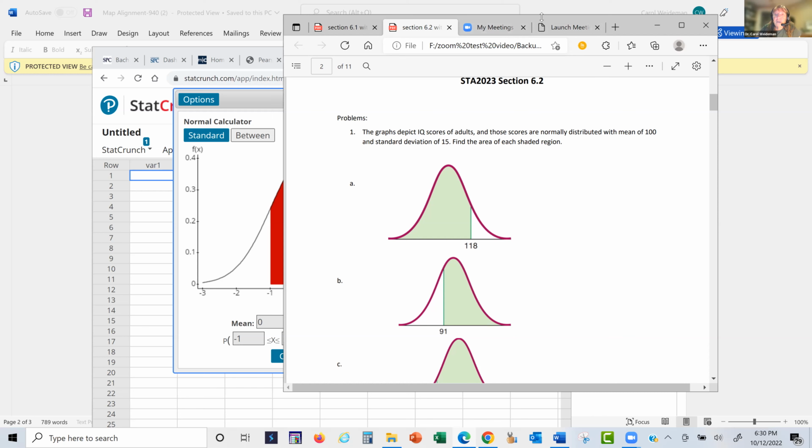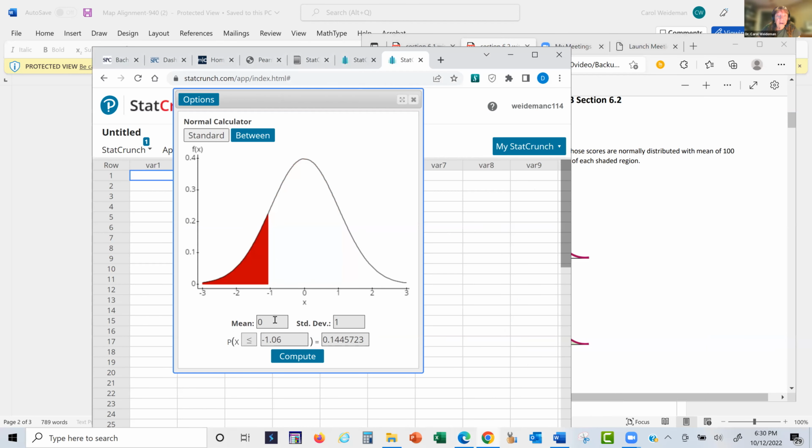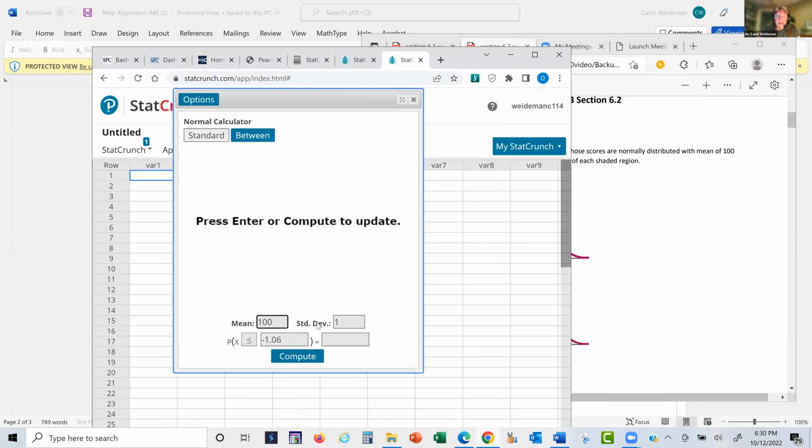So the first thing you want to do when you open up your tool is go ahead and put in that mean. You're going to use the standard here. You're going to put in that mean and that standard deviation. So you want to do that first so you don't forget.